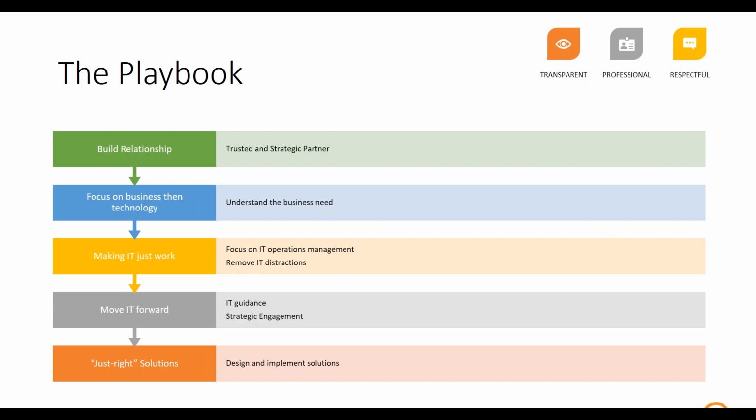Yeah, so this is our IT management playbook. This is an outline of the process that we try to work through with the client over the course of our relationship. Starting from when we first start working with the client, the first thing we want to do is build the relationship. We want to become a trusted strategic partner. And so we want to understand the client, understand the business needs of the organization. From there, we move on to focusing on the business needs and make sure that we all understand the purpose of the technology.